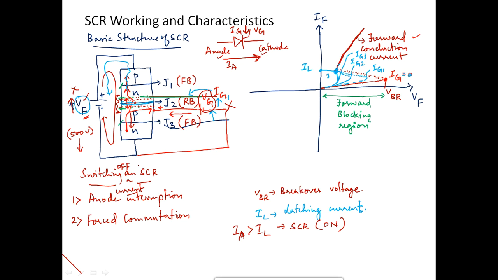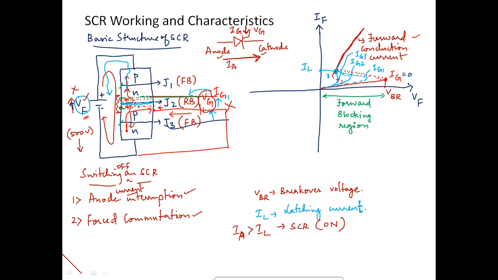Now when anode current interruption or forced commutation is being done, the forward current doesn't follow the same path. It will slowly come down like this, and then follow the path.